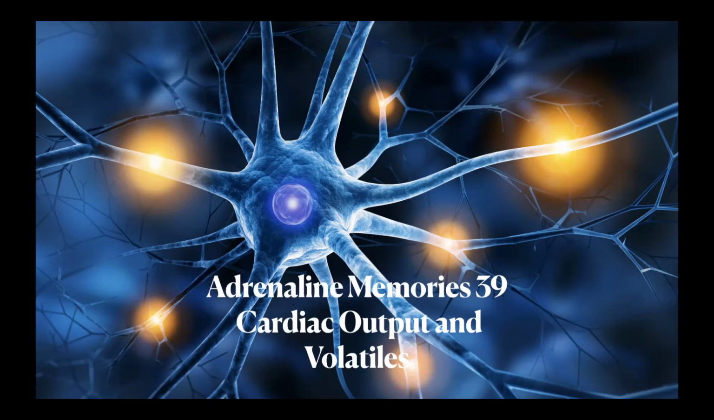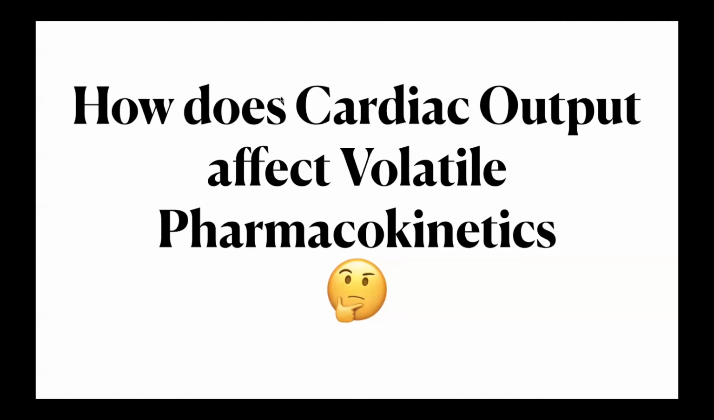So this is episode 39 from Singapore, and we're going to be doing cardiac output and its effects on volatile pharmacokinetics. So it's not based on a short answer question per se, but it is a segment of some questions which relate to sort of washout of volatiles. And what we're going to cover is how does cardiac output affect volatile pharmacokinetics?